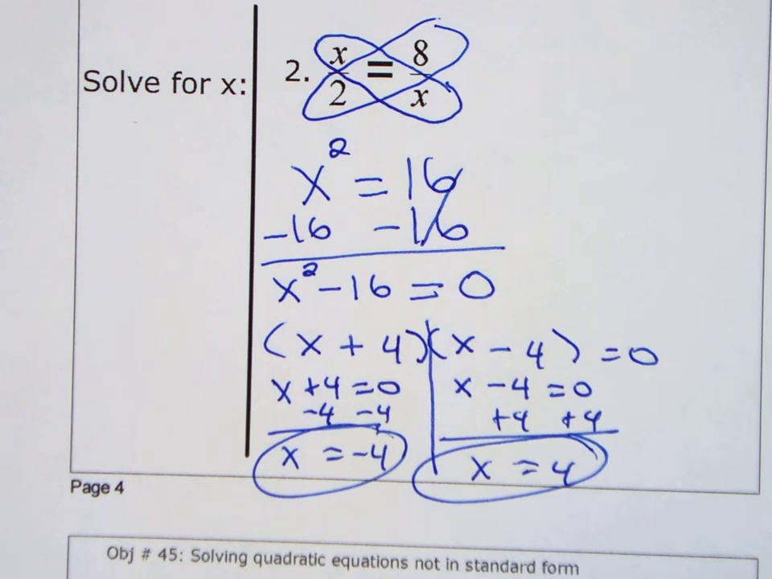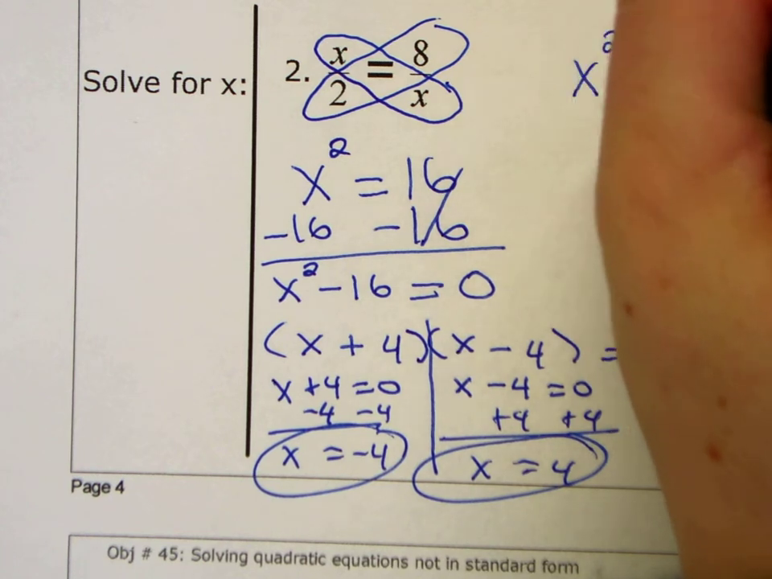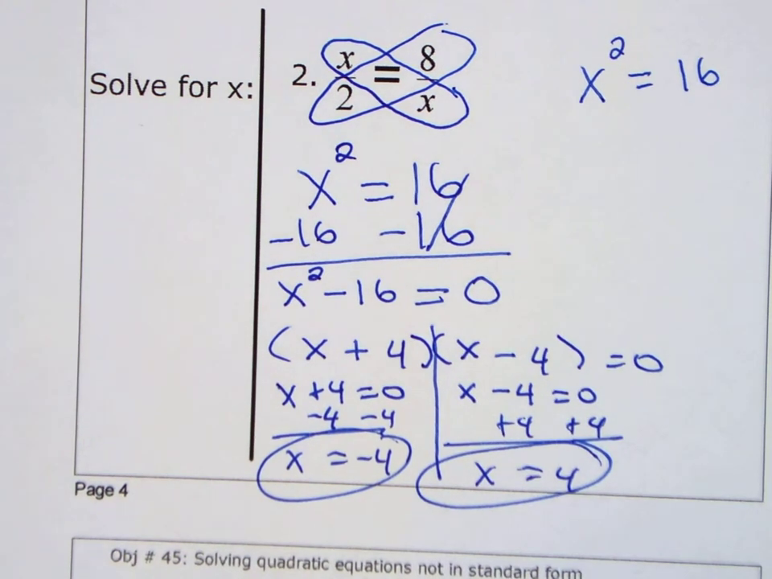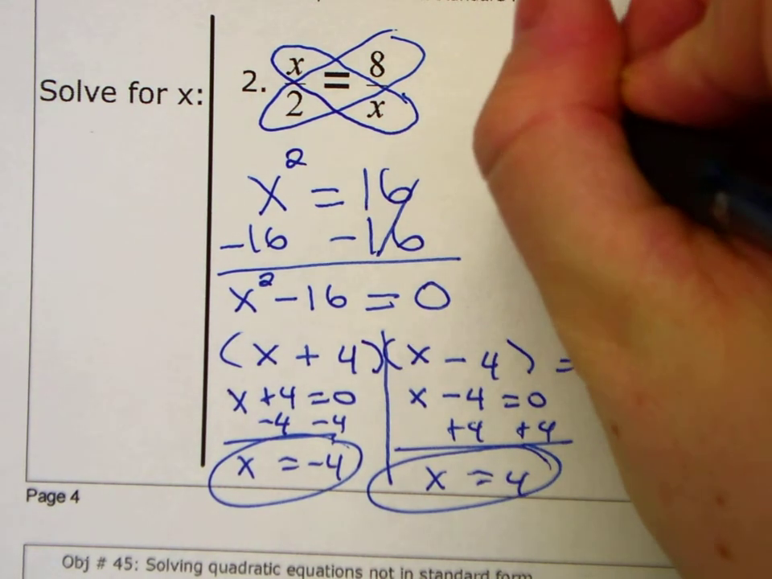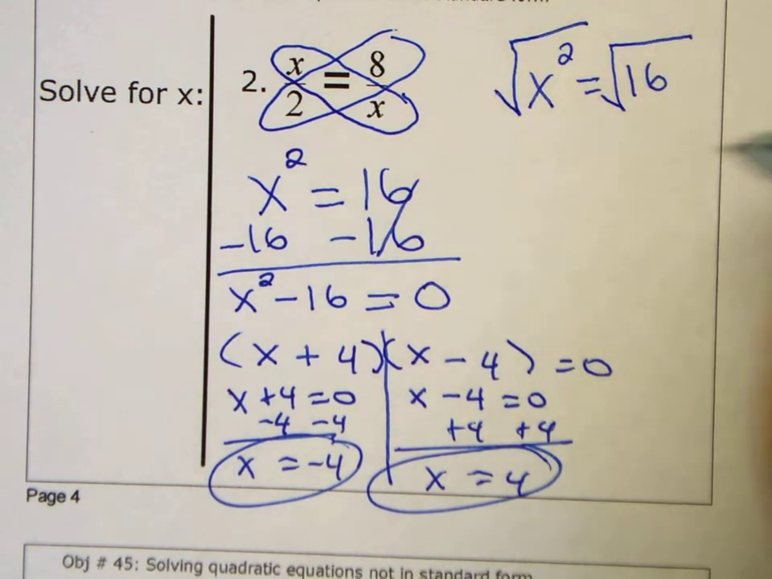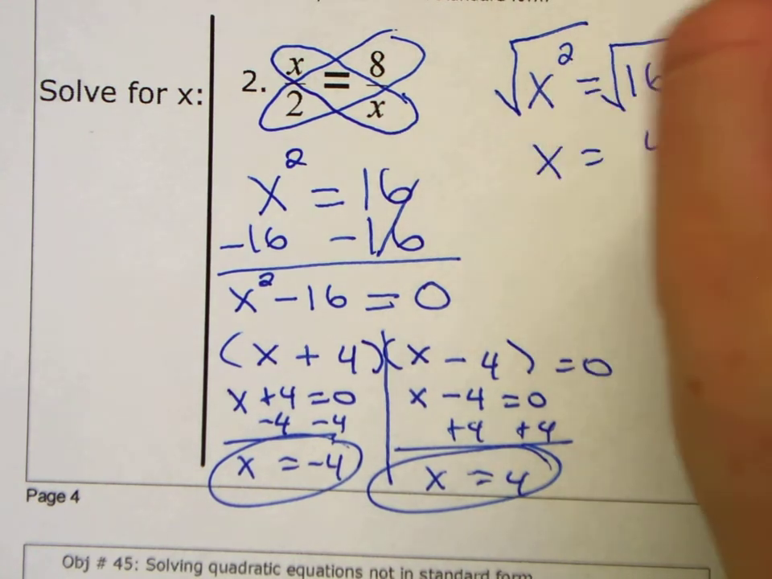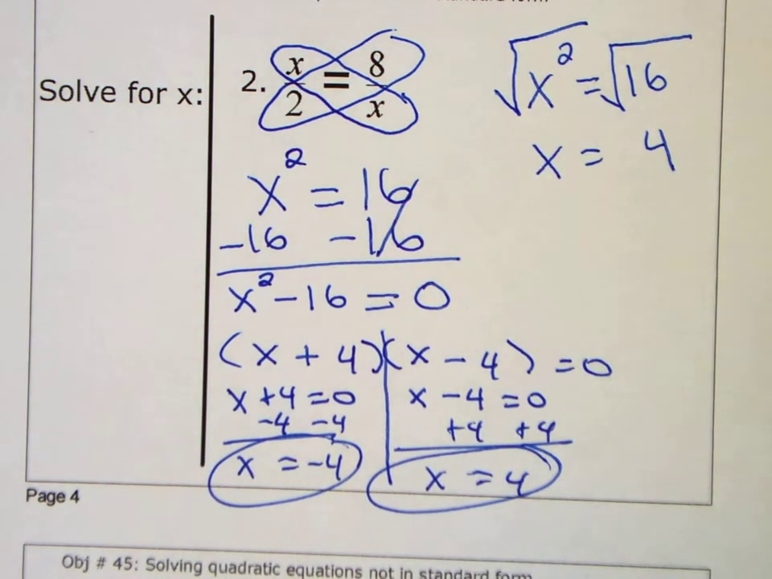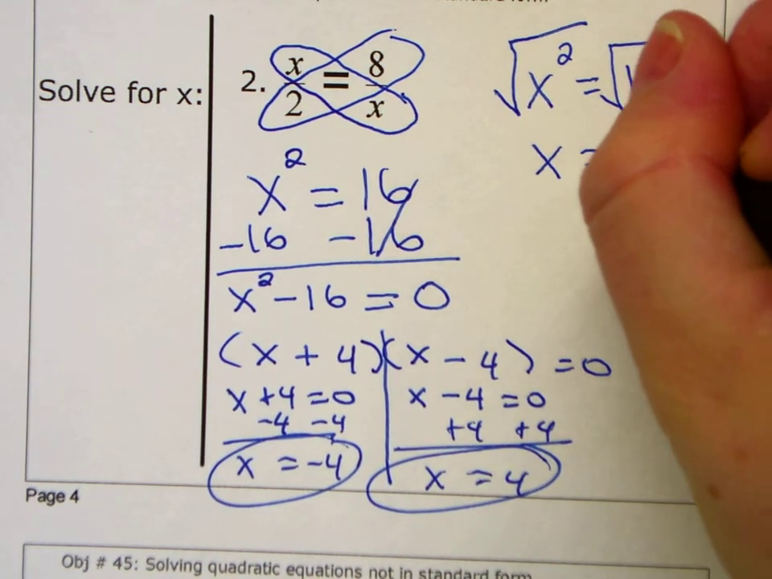Okay. Now, is there another way to solve this? Did anyone see anything else you could do? Some students see it and they're like, oh, can't you just take the square root of both sides? Now, this works. However, be careful. When you take the square root of x squared, what's the square root of 16? 4. How many answers did I just get? 1. How many answers did I get here? 2. So if you're going to do it this way, you have to put plus or minus.